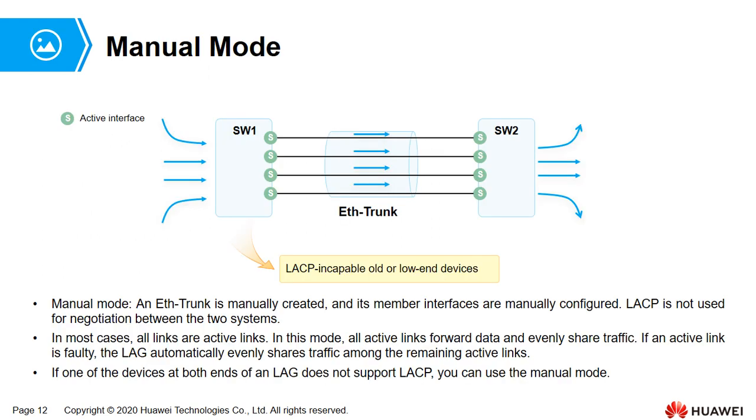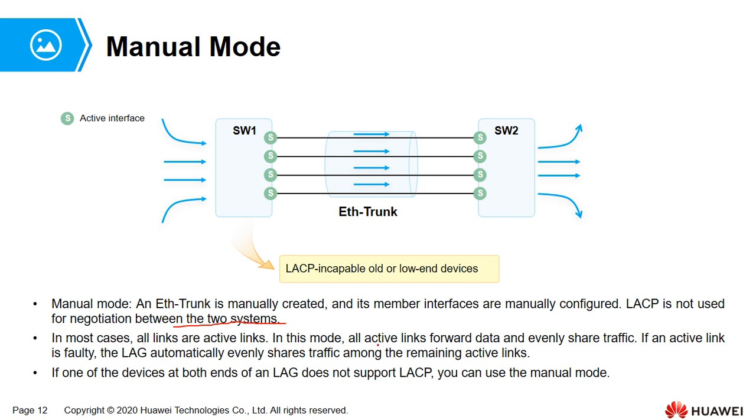Manual mode. In manual mode, all interfaces are active. We can use manual load balancing mode on LACP-capable old or low-end devices. An Eth-trunk is manually created and its member interfaces are manually configured. LACP mode is not used for negotiation between the two systems. In most cases, all links are active links.